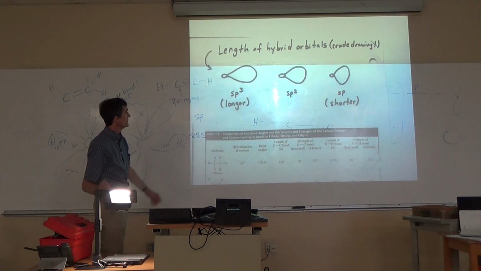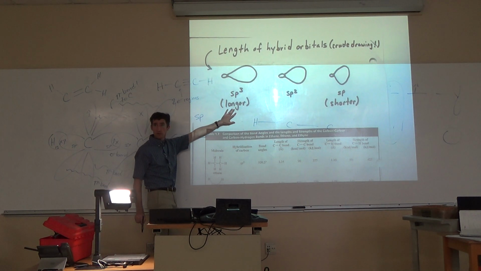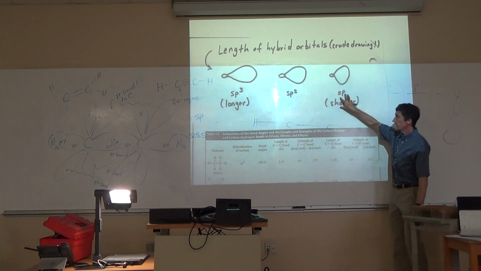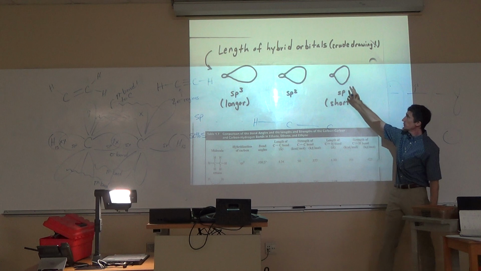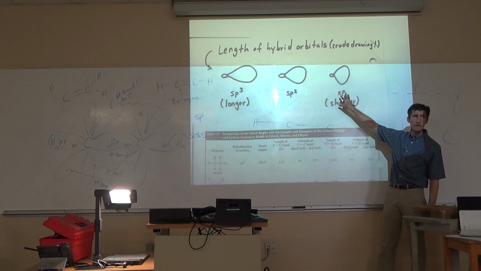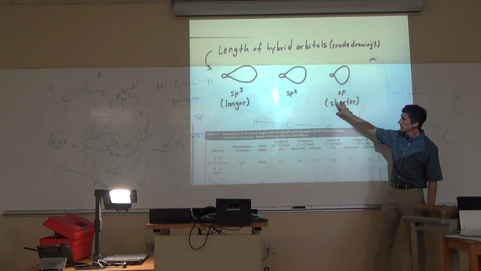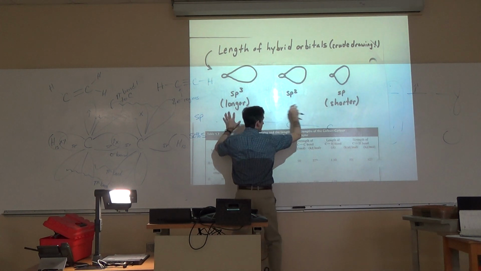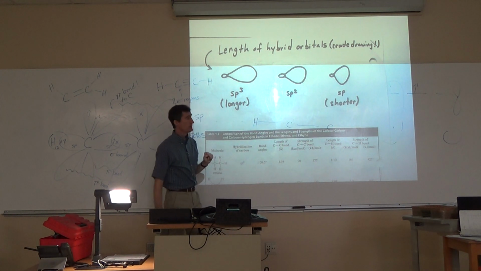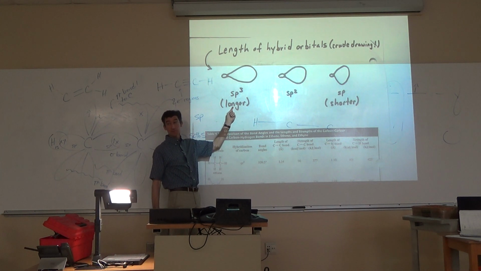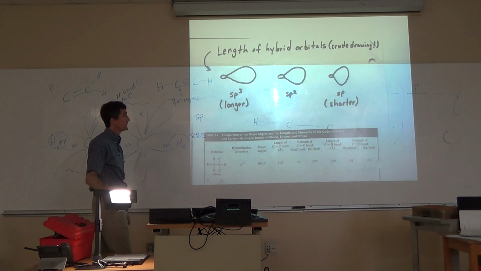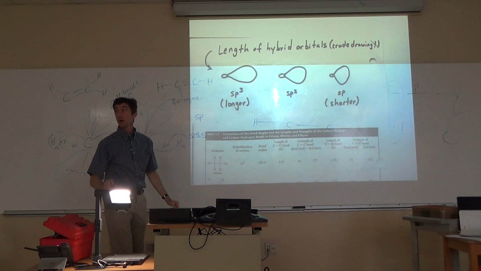Makes sense though, right? SP3 should be longer. Or we can say SP should be shorter. More S character, right? I'm drawing the back lobe with each. So these are in between S and P. Everybody got the idea yet? This is going to be important for bond lengths. Which type of hybrid is going to make the longest bond? The longest orbital. Which type of hybrid will make the strongest bond?